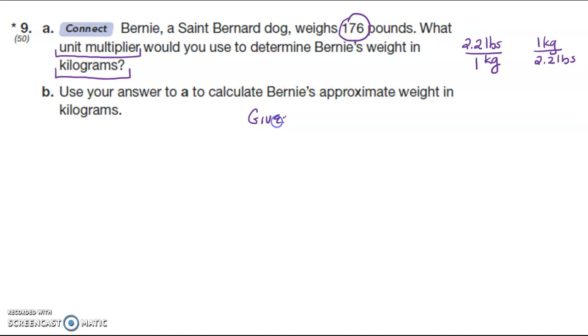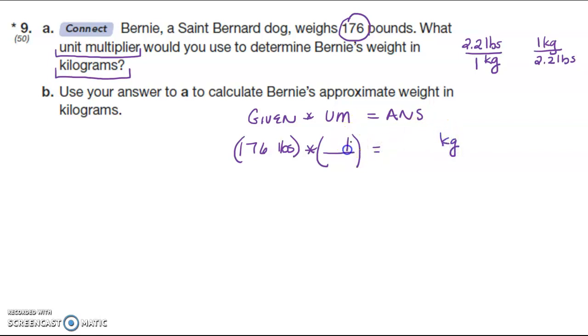So I have my given times my unit multiplier is equal to my answer. I'm given 176 pounds times, I'm not sure what my unit multiplier is going to be. I know it's going to be in some sort of fraction form, but my answer has to be in kilograms. So I know I'm going to want kilograms in the top. 1 kilogram over 2.2 pounds. My pounds cancel. I end up with 176 over 2.2. I'm going to divide that out. 176 divided by 2.2. And I get 80 kilograms.